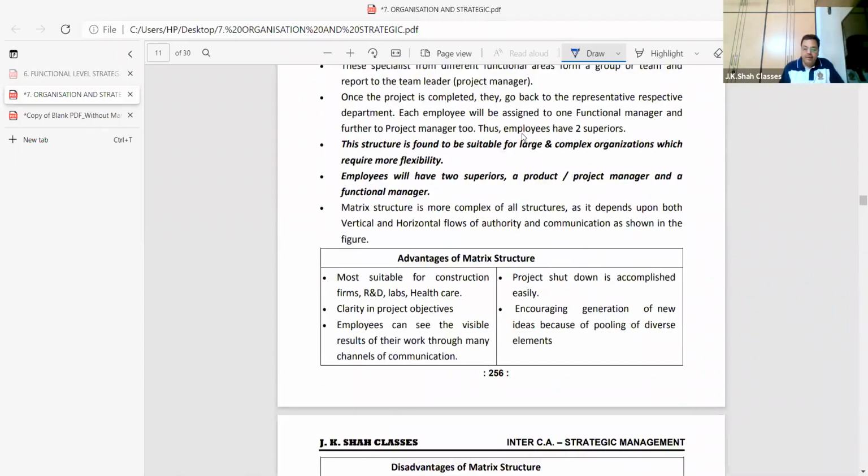Advantage of matrix, underline this, it's most suitable for construction firms. This is what was asked in the exam, where it is suitable, construction firm. It is suitable for research and development labs. It is suitable for healthcare. It is suitable for management institutions. Note down over there. It is suitable in coaching classes.